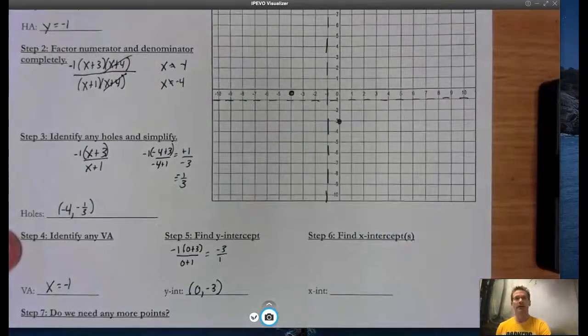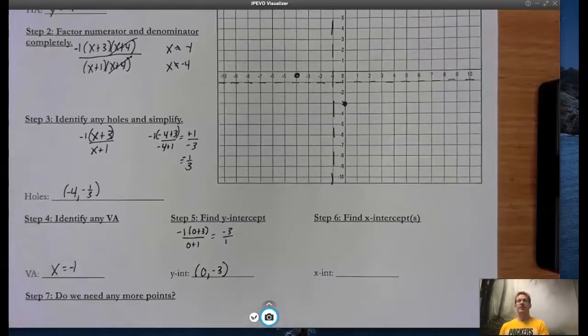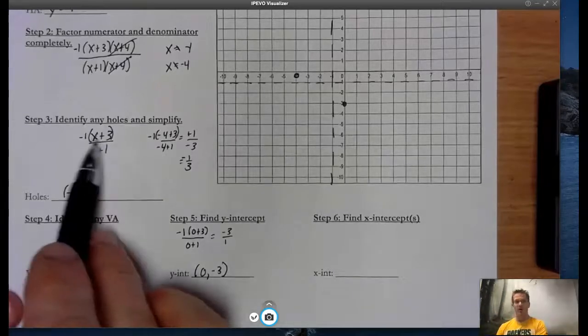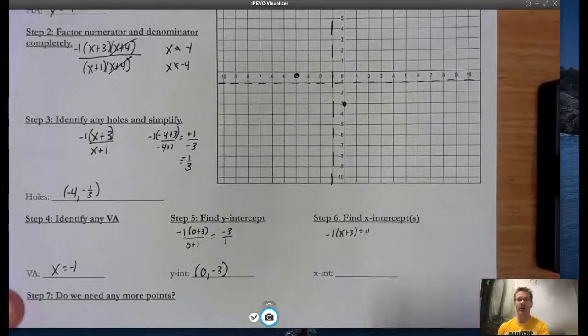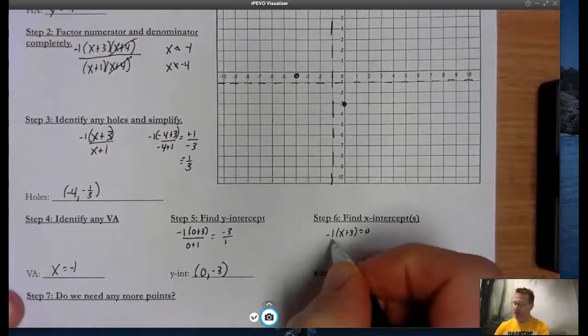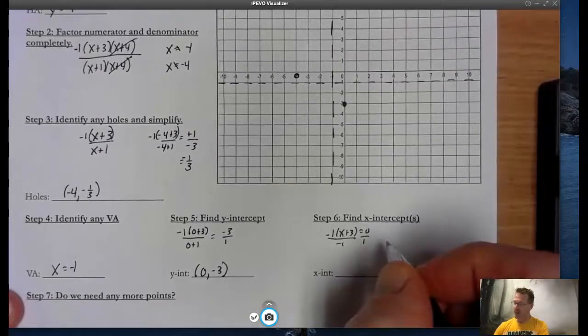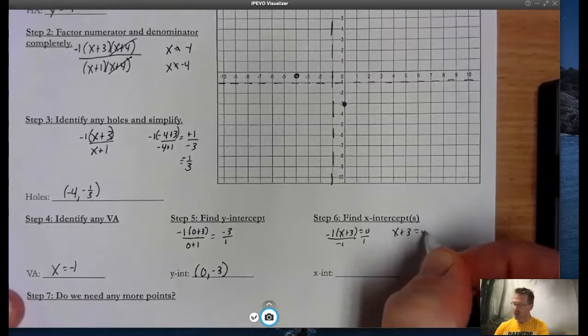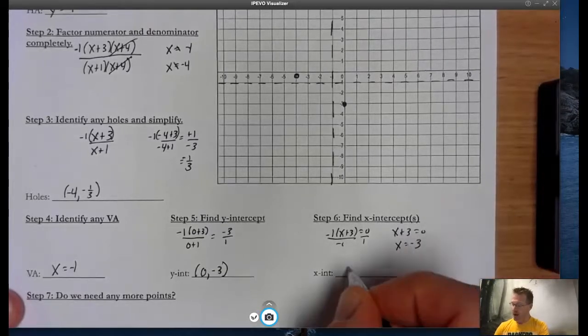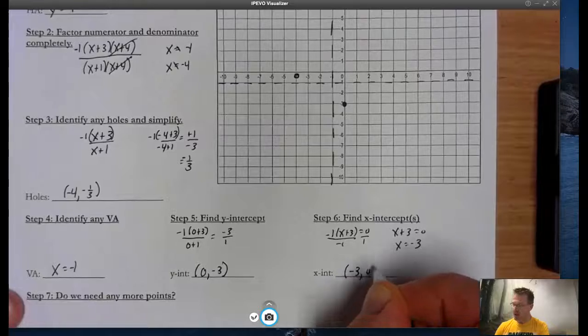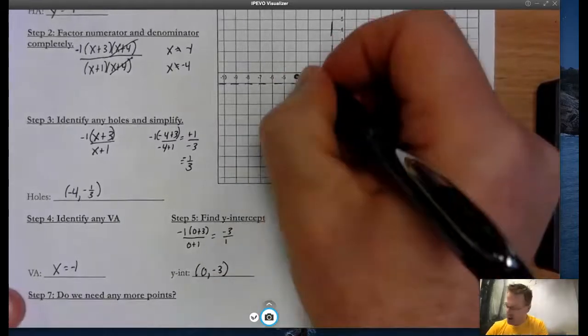Okay, now I want to find my x-intercepts. The way we find our x-intercepts is we take the numerator of our rational function and we set it equal to 0 and solve. So I'm going to take my numerator right here. That would be -1 times x plus 3 is equal to 0. Notice I can divide by that -1 right away, and that means that x plus 3 would equal 0, which means x would equal -3. So my x-intercept is (-3, 0), so that would be right here.